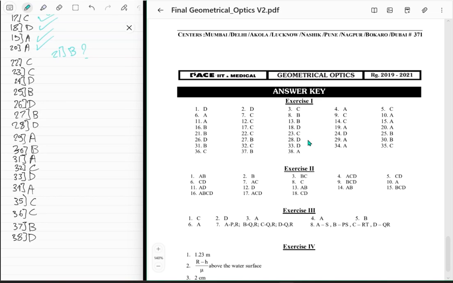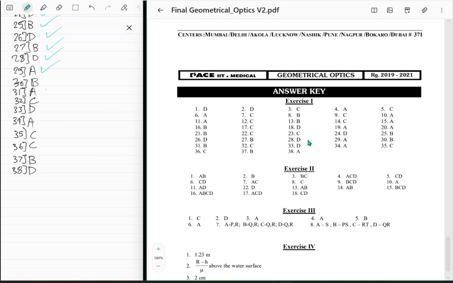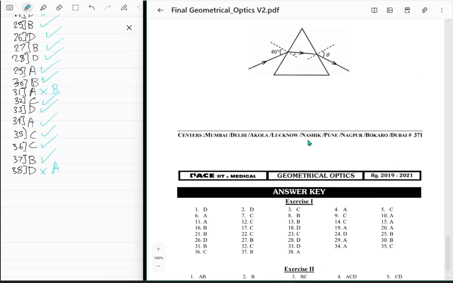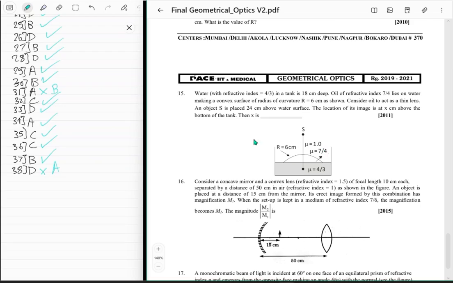Okay, 22 C, 23 C D B, 26 D B B A, 30 B B C D. Okay, 34 is wrong. Then A C C. You've got B and A. Okay, 38 A. Let's go up.